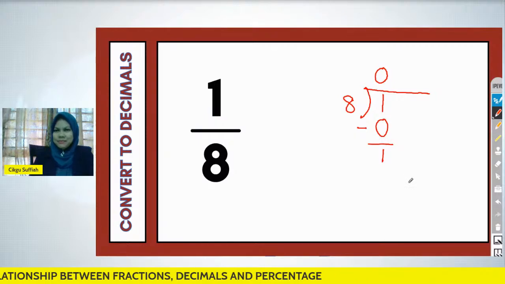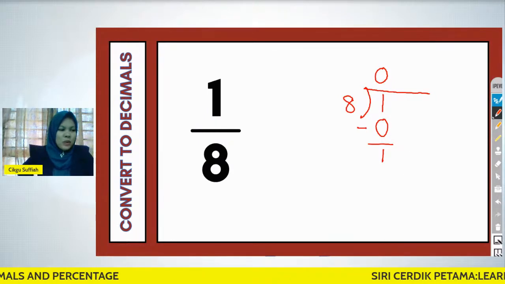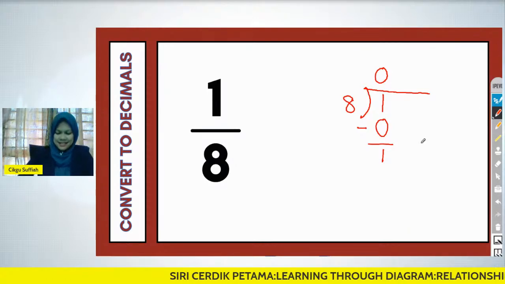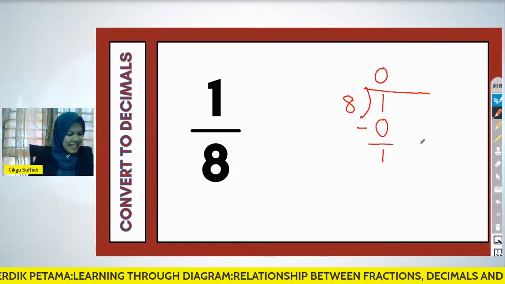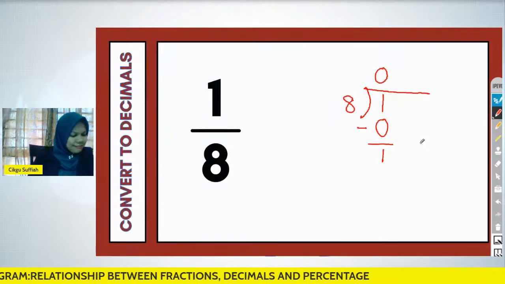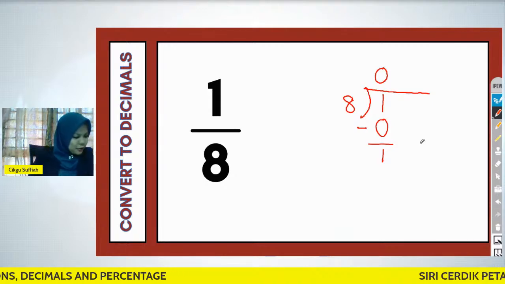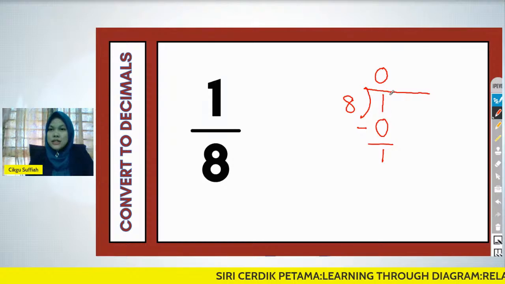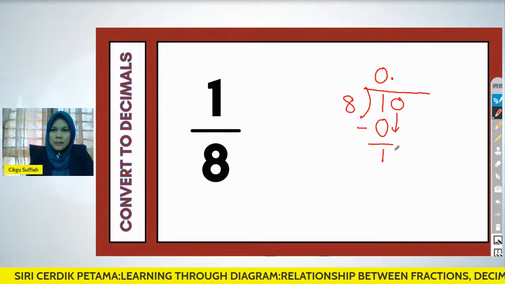So next, what should I do? Can someone tell me what should I do next? I need my students to help me. Put the decimal point. Thank you, Shilama. Do I pronounce your name correct? So next, I put the decimal point here and I put 0, right? I bring it down, it becomes 10.